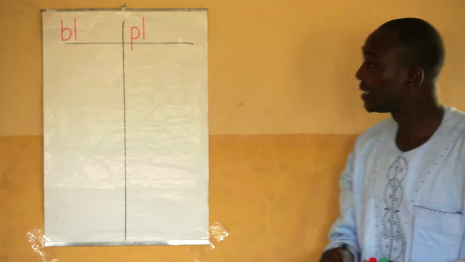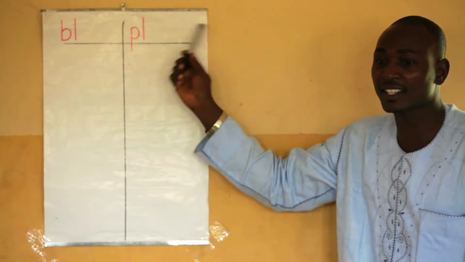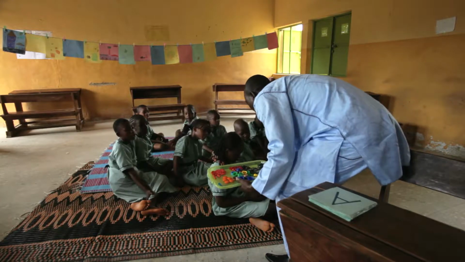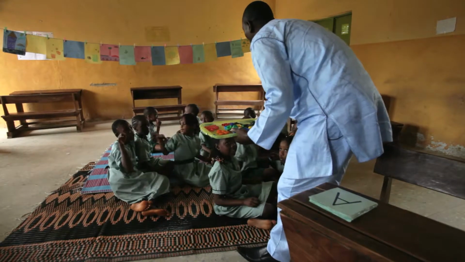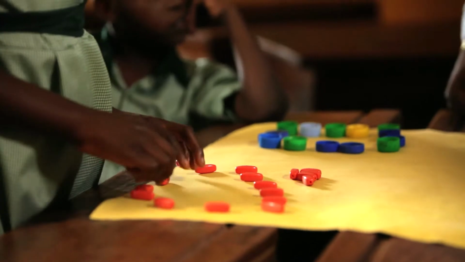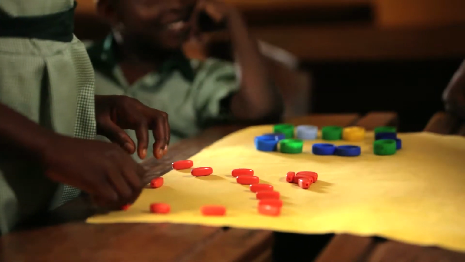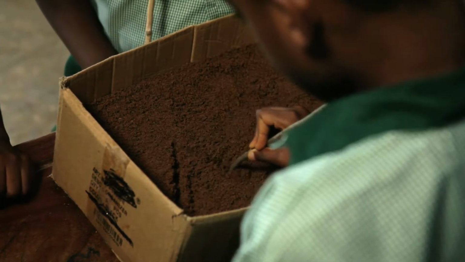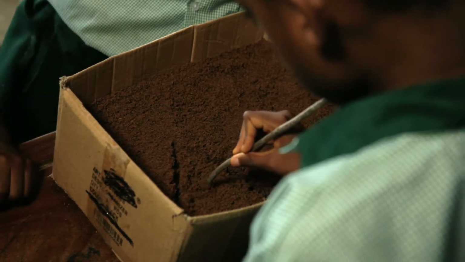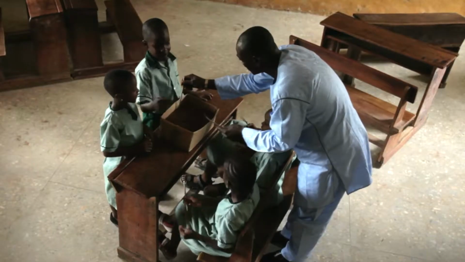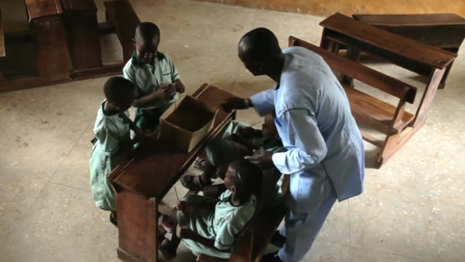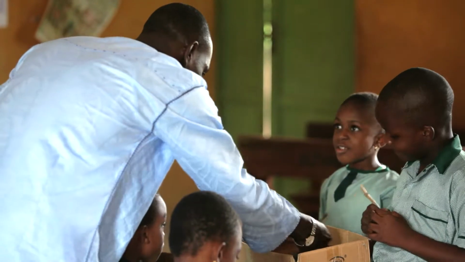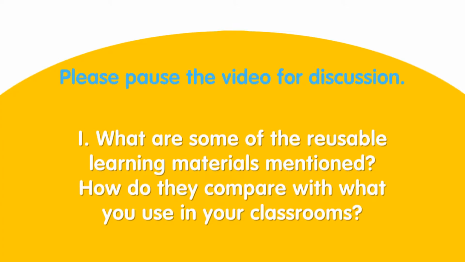During an advanced phonics lesson, pupils come up with words starting with BL and PL. Recycled bottle caps help pupils visualize math equations. Colored beads can be used to make wonderful patterns. Here, recycled trays and cartons are filled with sand. Pupils use sticks to practice writing letters. These same boxes may later be used as building blocks or instruments. There are so many ways that these resources can inspire and teach your pupils.